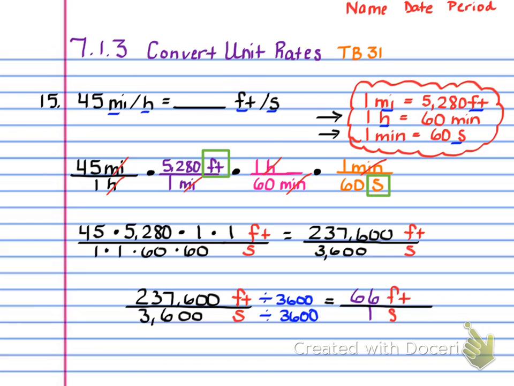Because remember, for it to be feet per second, it has to be feet per 1 second. So now on top, we get 66 feet. And that is our final answer. So we get 66 feet per 1 second. So you can even add that up here in your original problem. You can write 66. And that's it for that problem.